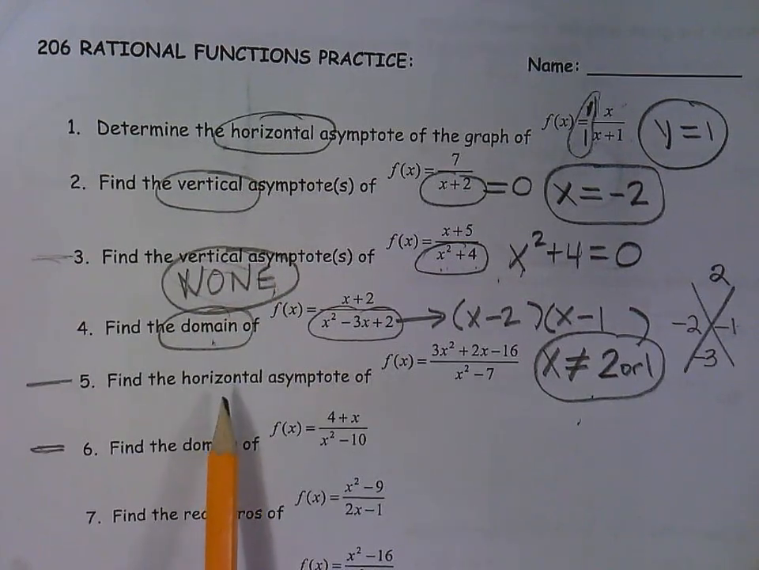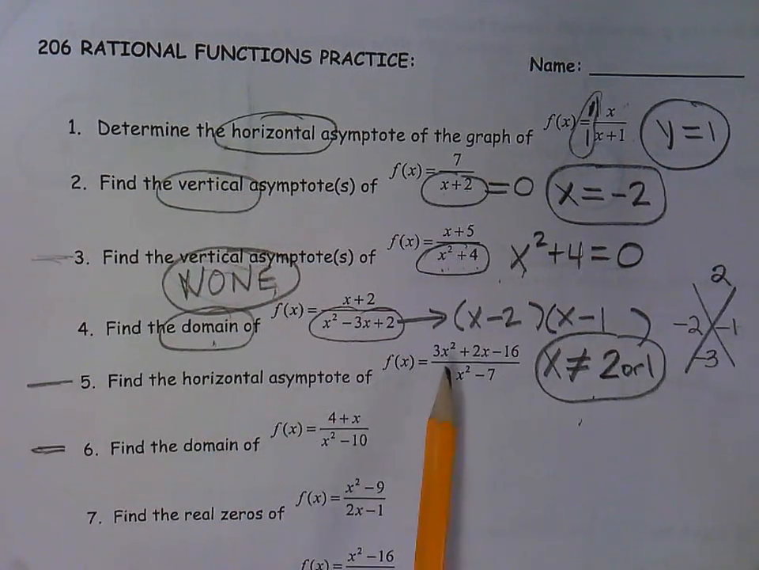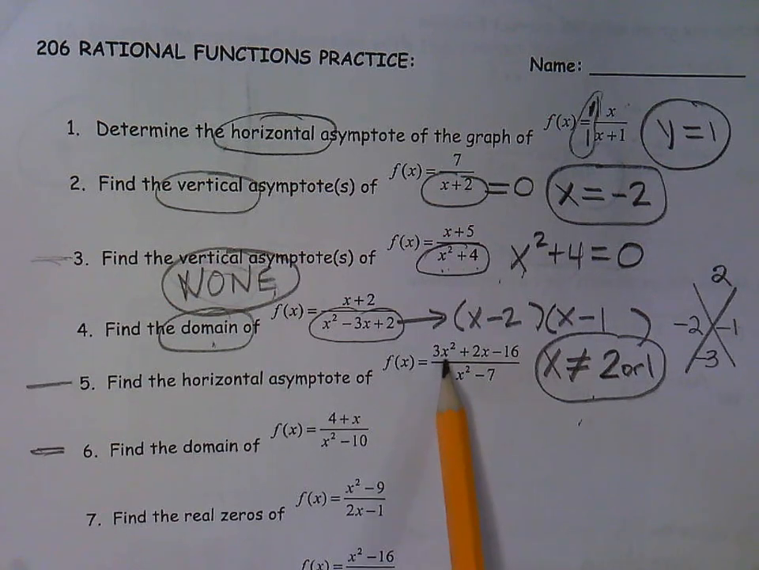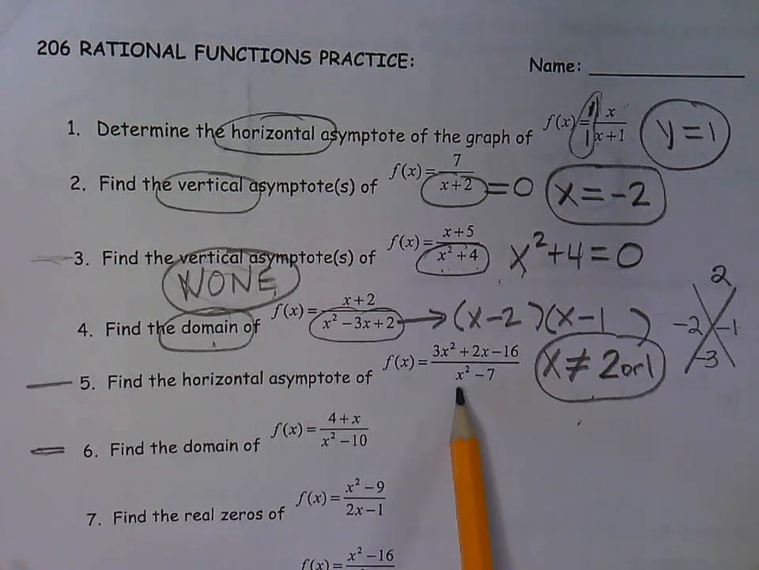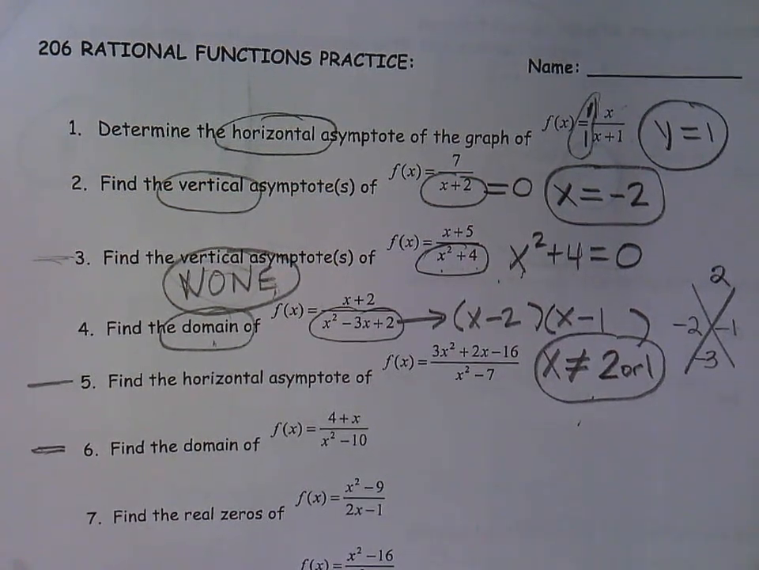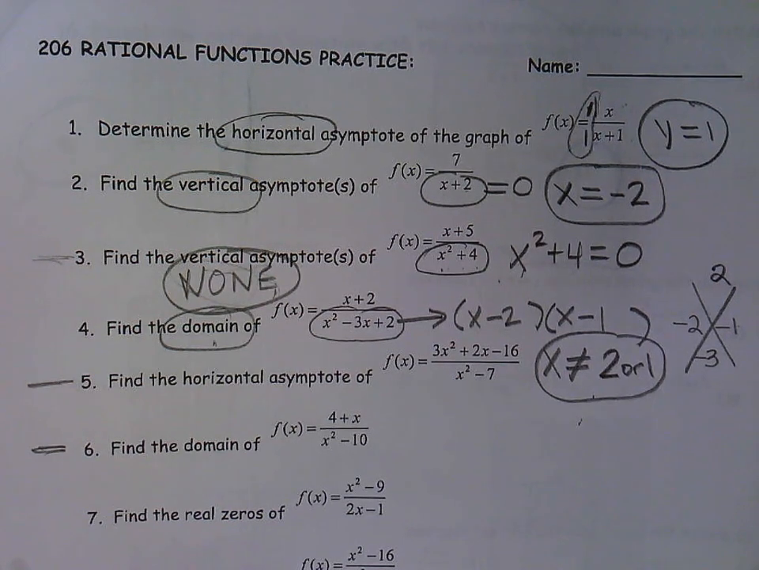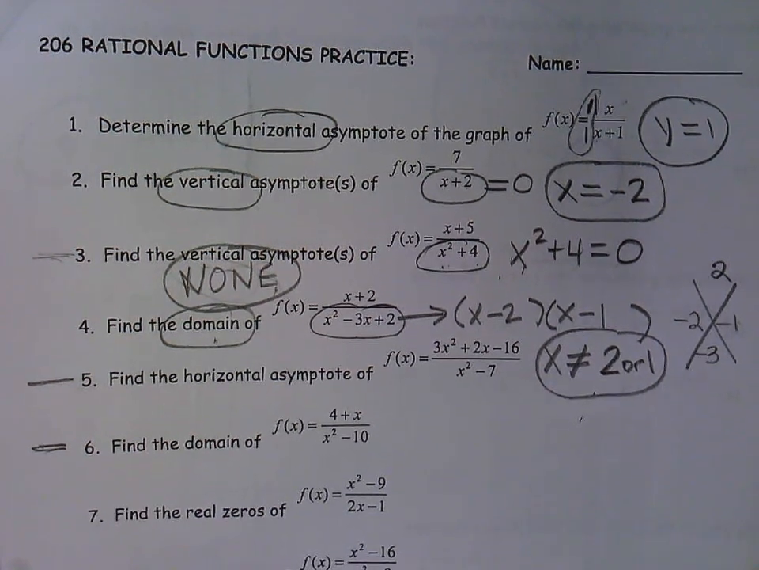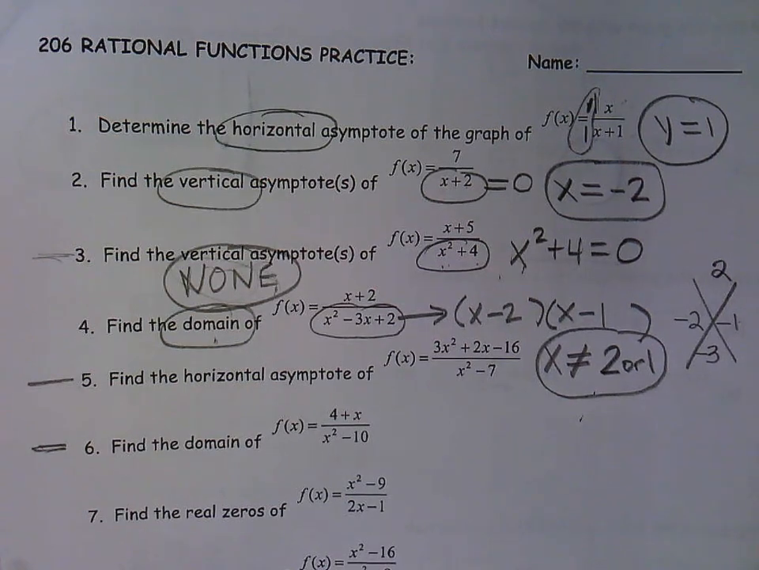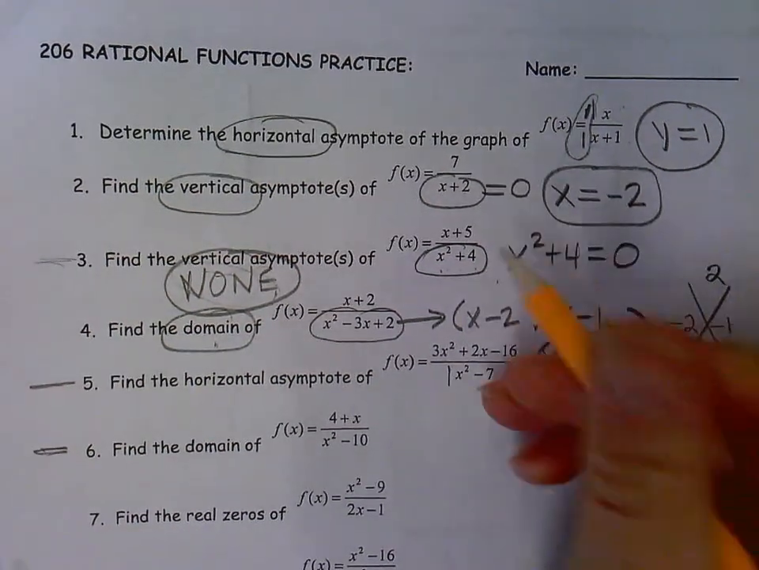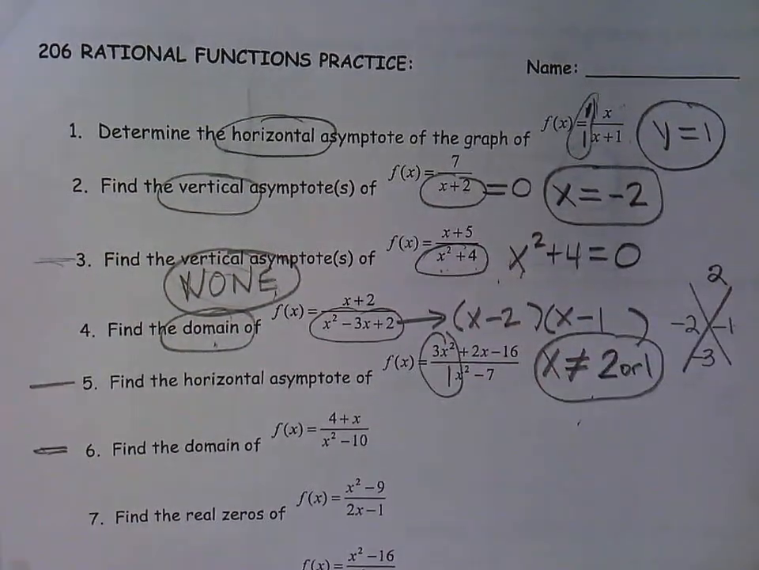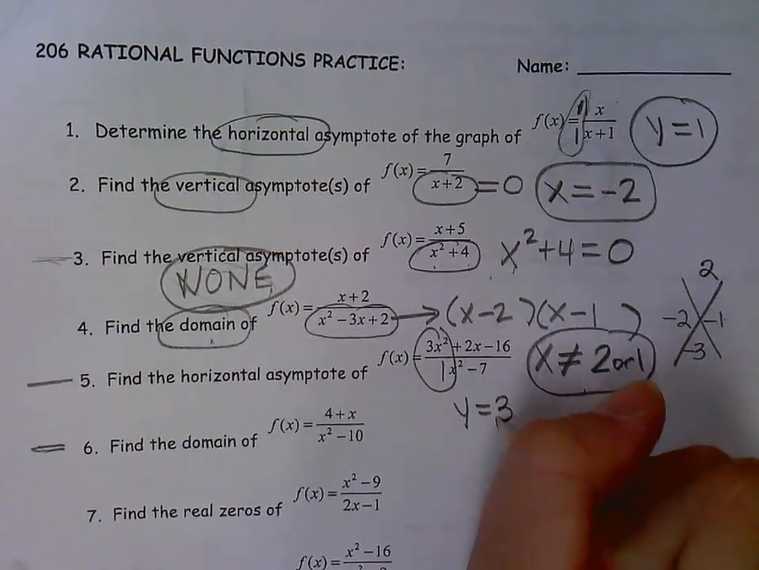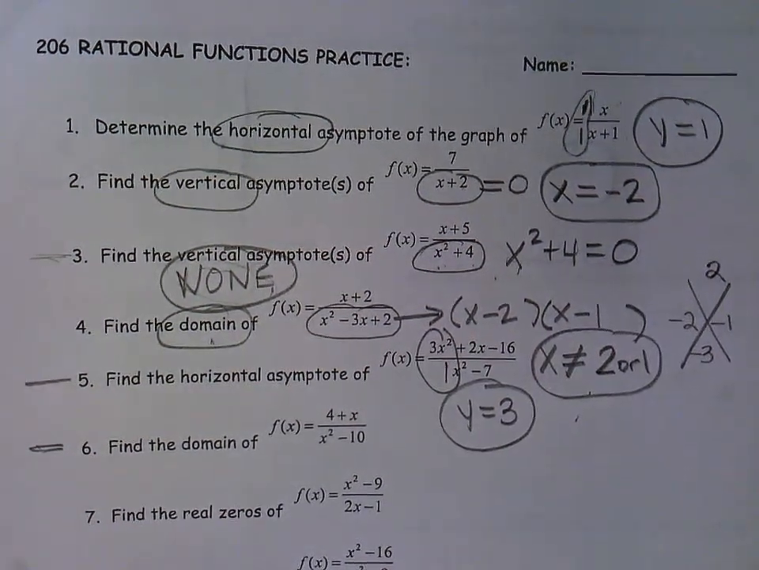Number 5, horizontal asymptote. You say in your brain, okay, the degree of the numerator is 2 and the degree of the denominator is 2. Those degrees are equal. So you use 4b on your note card. When they are equal, you peel off the coefficients. So 3 over 1, right, is y equals 3. Horizontal asymptote, y equals 3.